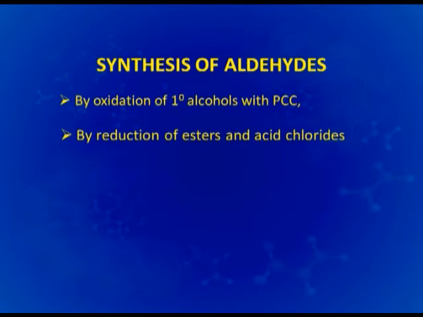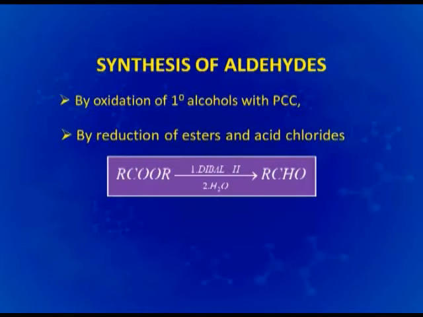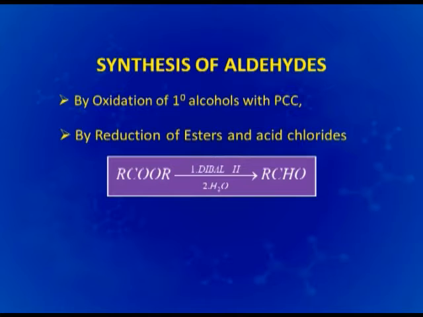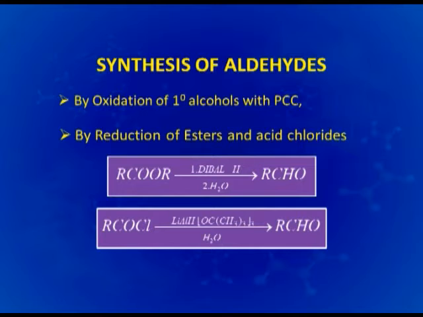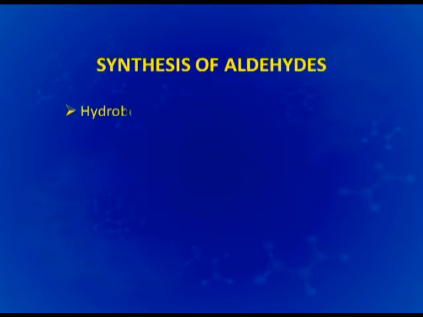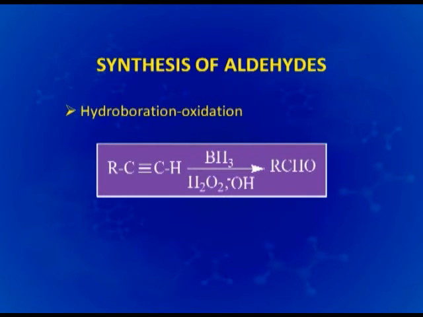Esters as well as acid chlorides are the derivatives of the carboxylic acids. These esters and acid chlorides on treatment with DIBAL-H, that is diisobutylaluminium hydride, followed by protonation, and the second one is acid chloride, that is treatment with lithium tri-tert-butoxyaluminium hydride, followed by water to get the aldehydes. And the third one, as well as the most important method, is hydroboration and oxidation.